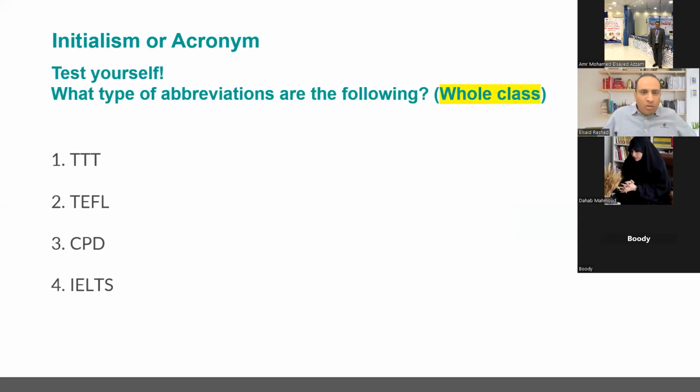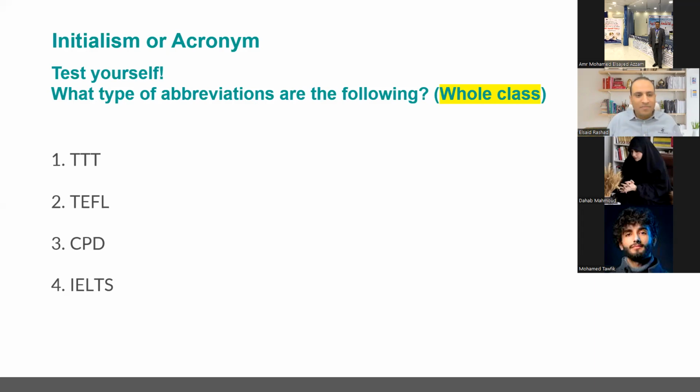Now I would like to give you a very small test. Can you just type in the chat? The first one, I'm not going to say it, so what do you think? TTT, an initialism. Good. TTT can be teacher talking time or test-teach-test, so it's an initialism.